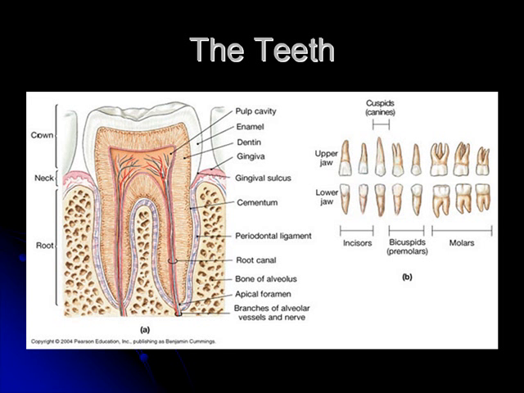Another structure in the oral cavity are the teeth. I will just briefly go over the basic structures of the teeth. It's not my intention to make any of you dentists, but you should have a general appreciation for the type of teeth that are located in the mouth. There are teeth of the upper jaw and teeth of the lower jaw, which are divided into incisors, canines, and molars.